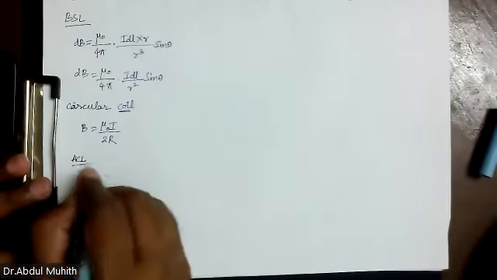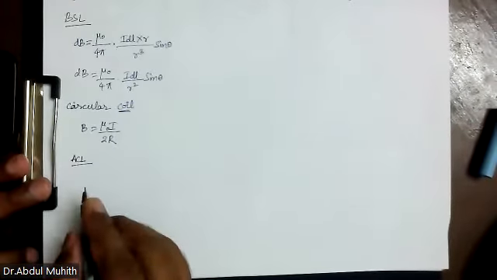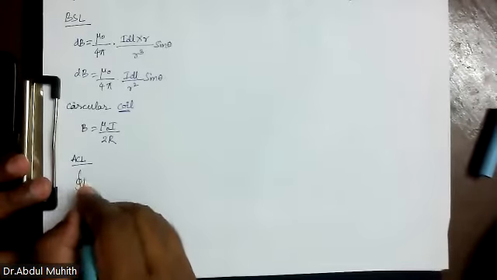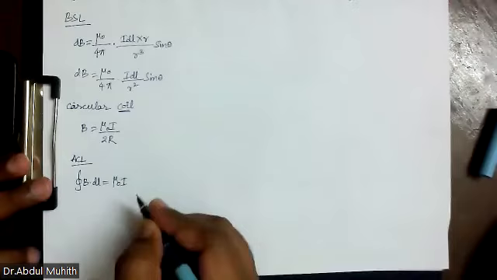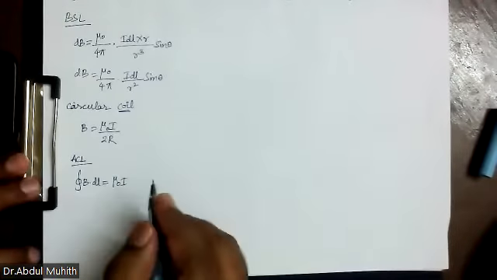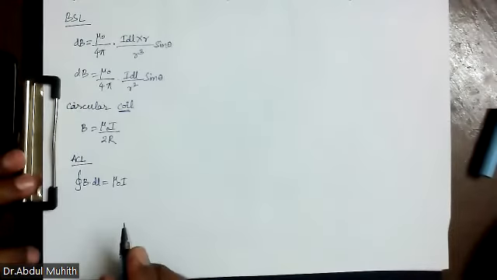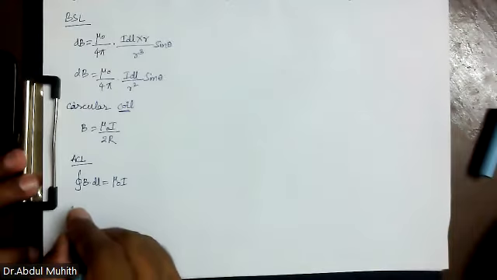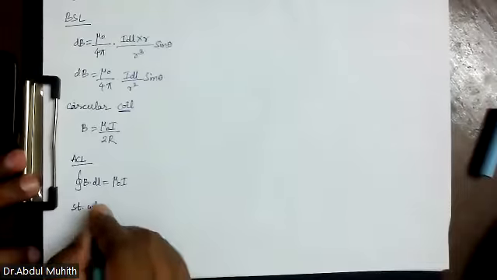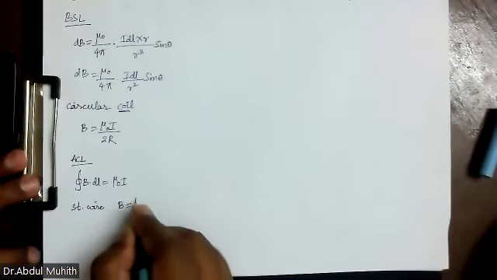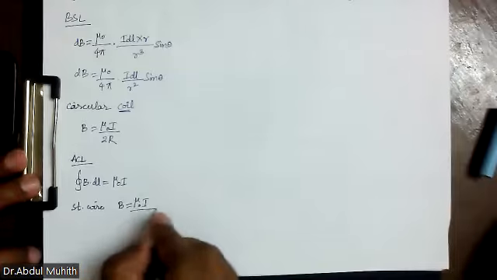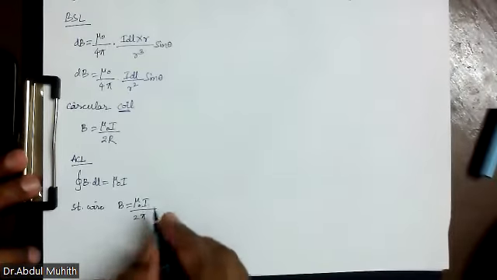What is the formula for Ampere circuital law? Integration of B dot dl. Very good. B dot dl is equal to what? Mu 0 into I, capital I. Now, in that he tells about the wire first, a straight wire. So what is the formula there? B is equal to mu 0 I by 2 pi R.